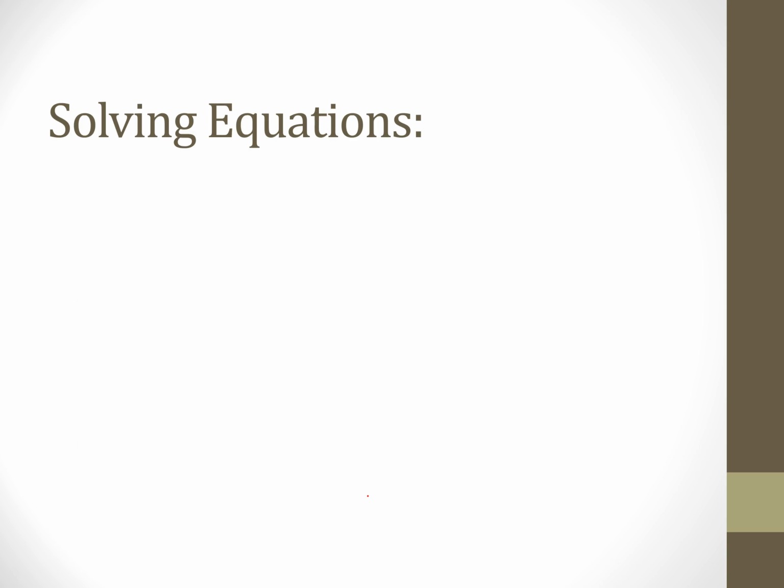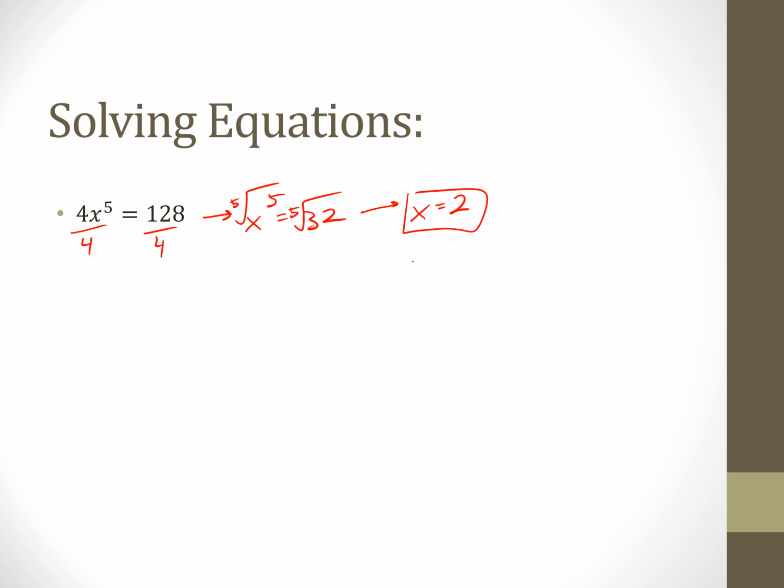Nice. Let's do a couple more examples. I can solve equations. For example, let's just divide by 4 right away. That gives me x to the 5th equals 128 divided by 4, I think is 32. To cancel x to the 5th, doesn't it make sense that I should take the 5th root? And the 5th root of 32 is 2. And 2 times itself 5 times, yeah, that's definitely 32. So my answer is correct.